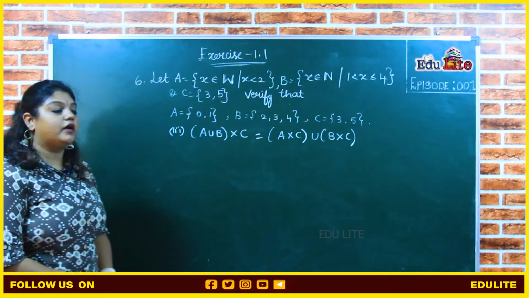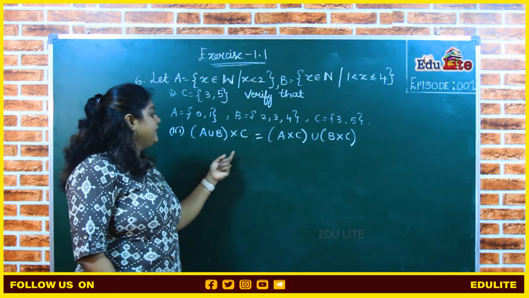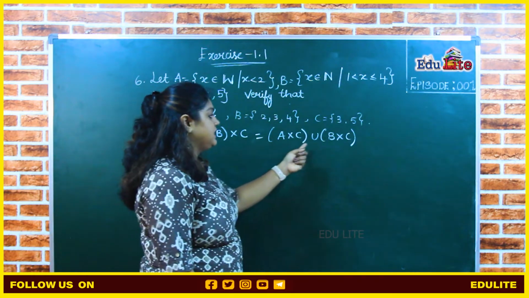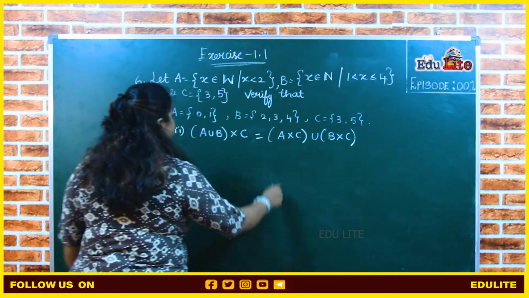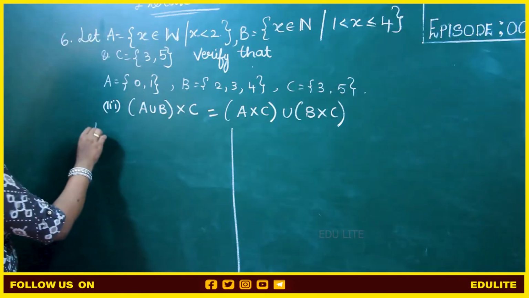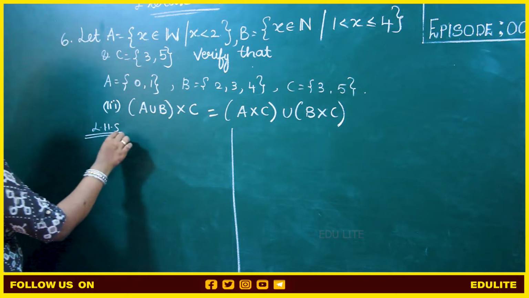In the third subdivision, what we have to prove is (A union B) cross C equals (A cross C) union (B cross C). Similarly, we will prove the left hand side first, then we will move on to the right hand side. We will check whether both sides are equal.